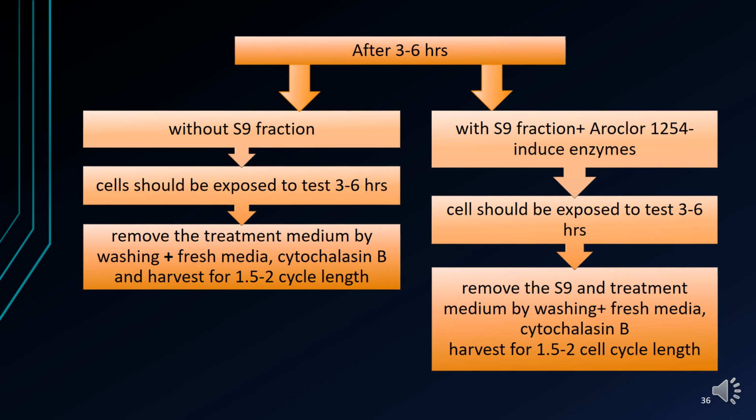If the cell is showing the presence of micronucleus, it is indicating that the chemical has the potential for genotoxicity or mutagenicity. And if the micronucleus formation is not there, then it will indicate that the chemical doesn't show any mutagenic potential and it is safer for use.